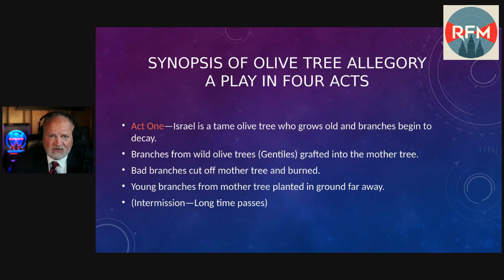Act 1: Israel is a tame olive tree who grows old and the branches begin to decay. Branches from wild olive trees, those are of course the Gentiles, get grafted into the mother tree. By the way, I'm going to continue to refer to this original tame olive tree that represents Israel as the mother tree throughout because it gets a little bit confusing in Jacob chapter 5 in this regard. The bad branches are cut off the mother tree and burned, and young branches from the mother tree are planted in ground far away in the vineyard. Now there's an intermission, and a long time passes.